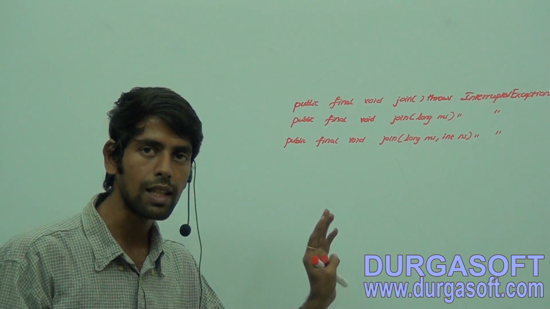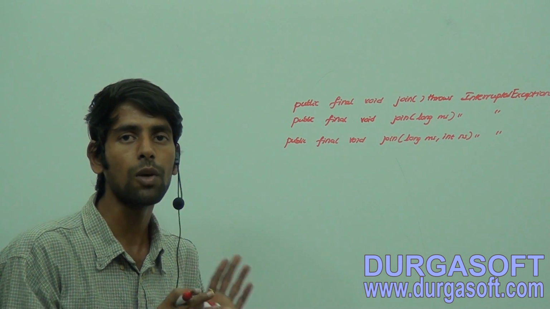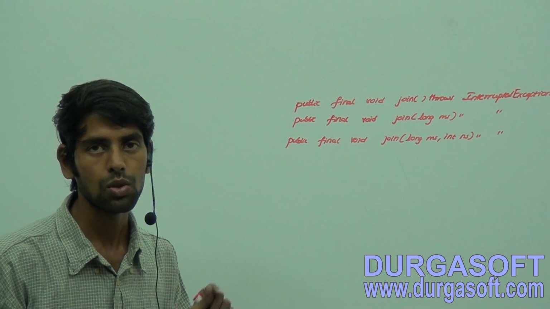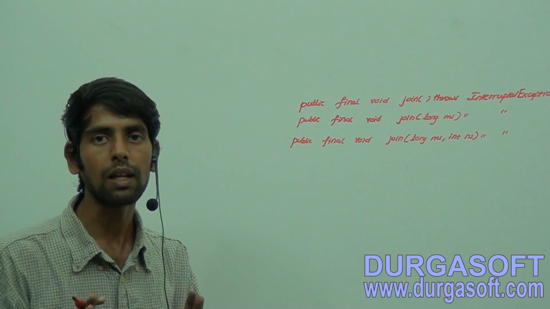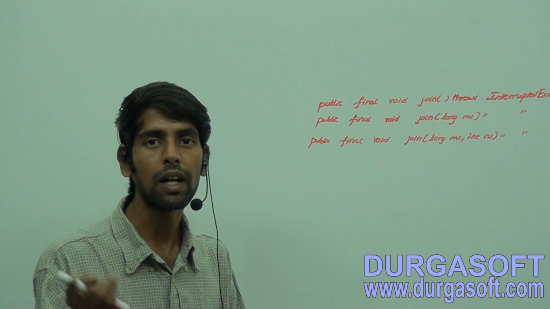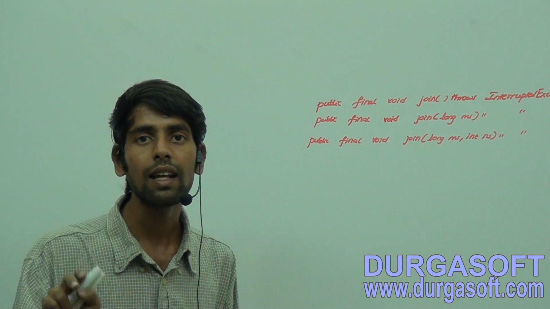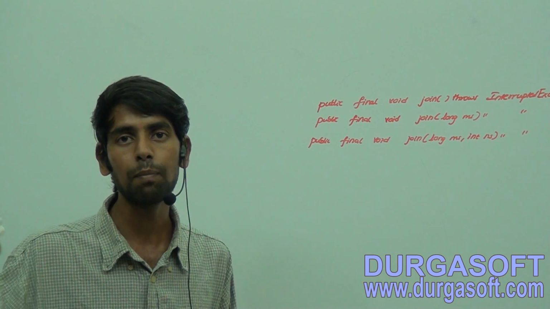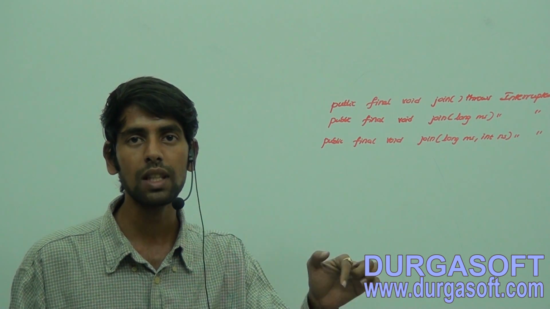We have to understand these methods properly. There are lots of implementations within this join method, and I'm going to make it very clear to you. Now, when do we have to use these methods? If a particular thread wants to wait until the execution of another thread completes, then only we use them.